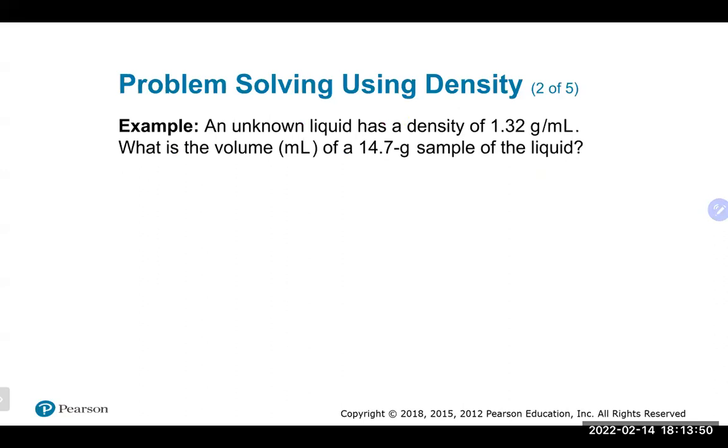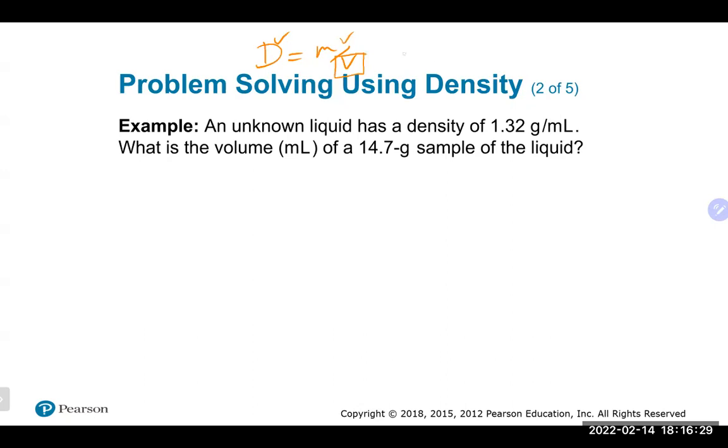An unknown liquid has a density of 1.32 grams per milliliter. What is the volume in milliliters of 14.7 grams of liquid? All right, let's take a look. So obviously, again, we're dealing with density, which is our mass divided by volume. If you're not sure where to begin, they gave us the density. They also gave us the mass. So it would make sense to solve for volume in this case.